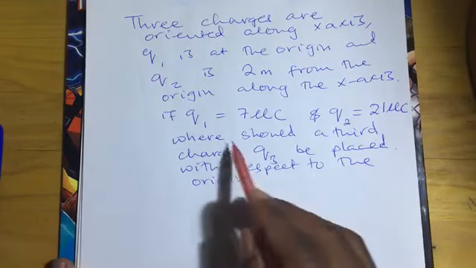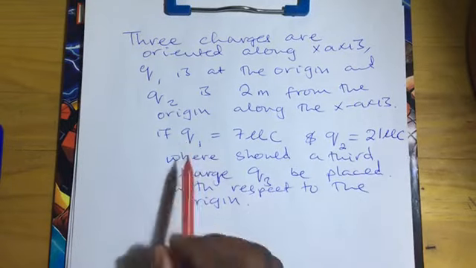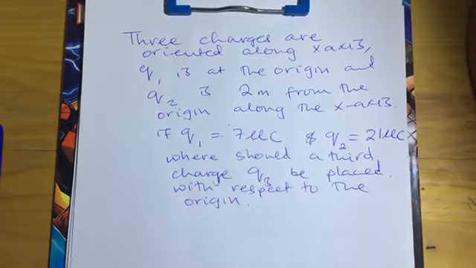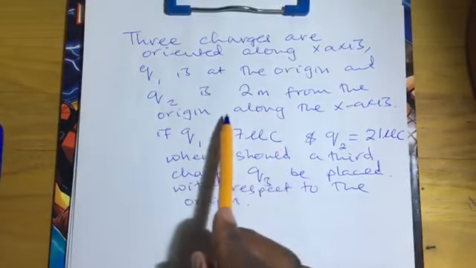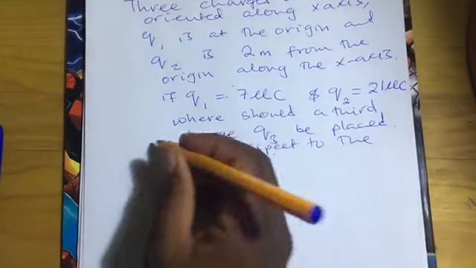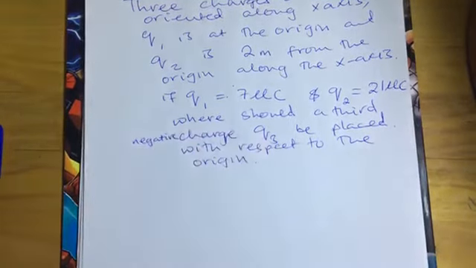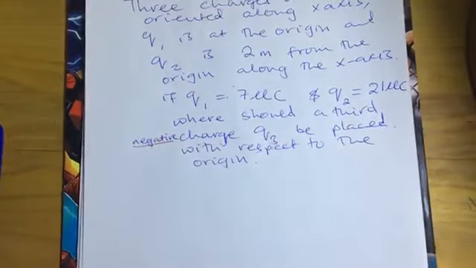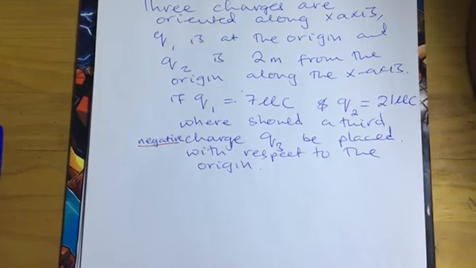Now, there's one other thing I'm supposed to include here. Q1 is going to be positive. Where should a third negative charge be placed? Okay, so add the word negative. It's important. Where should a third negative charge Q3 be placed with respect to the origin?